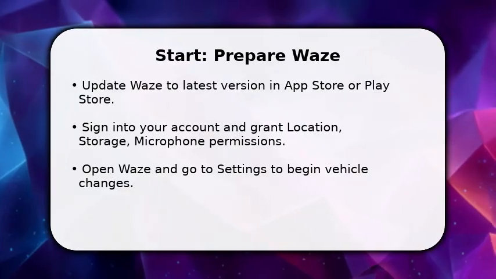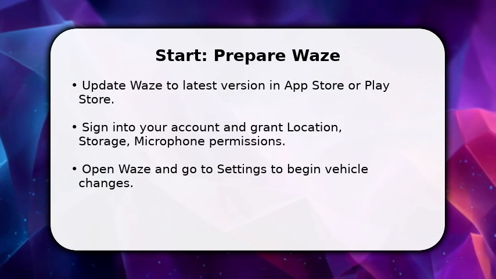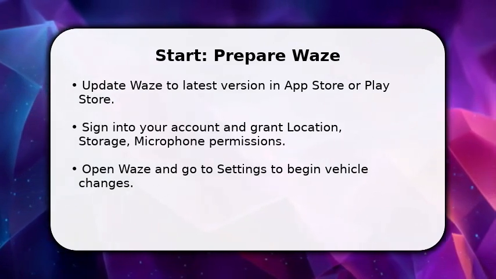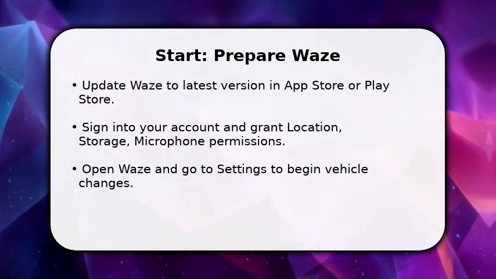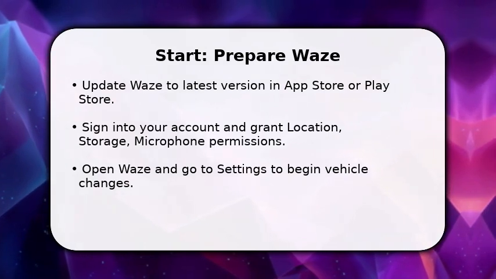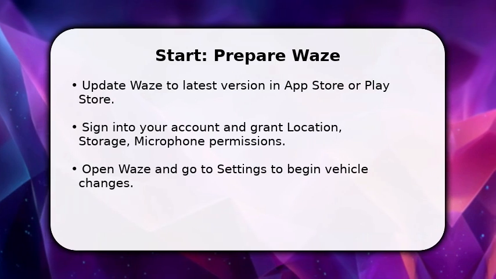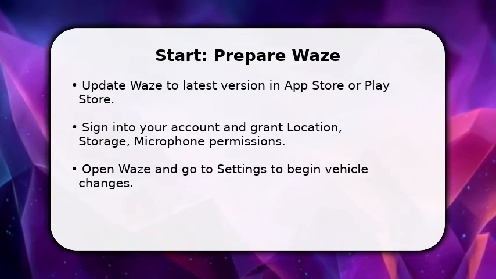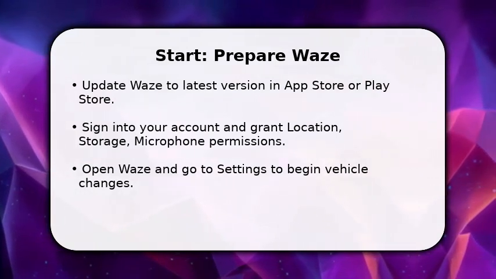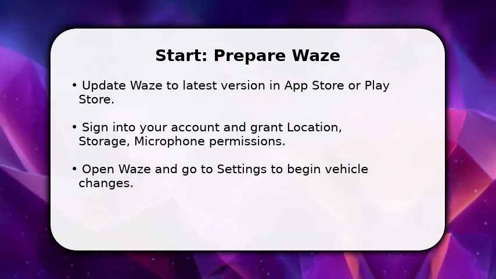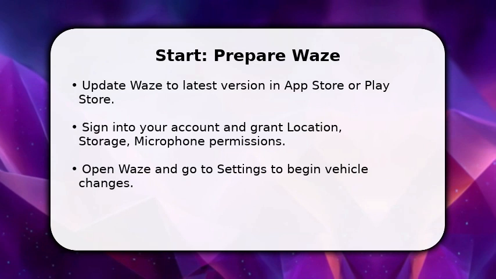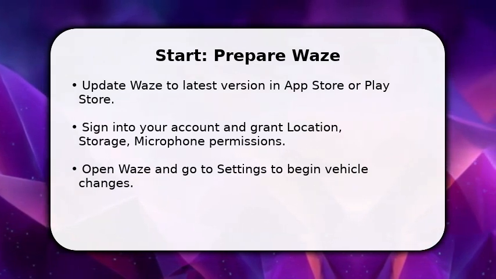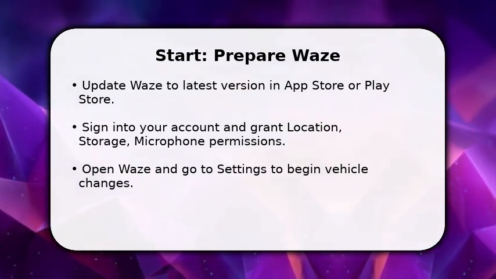You'll begin with essentials. Update Waze and grant location and storage access so real-time routing works. Once done, sign into your account so settings persist. Open Waze, tap Settings, then navigate to Navigation or Vehicle Settings. This is where you change the vehicle type to motorcycle. You're doing this early because vehicle mode affects route algorithms and ETA calculations.